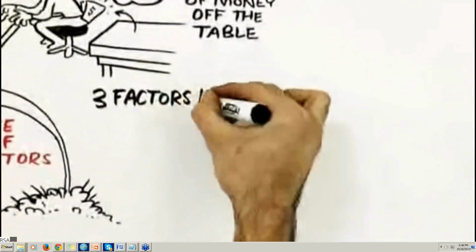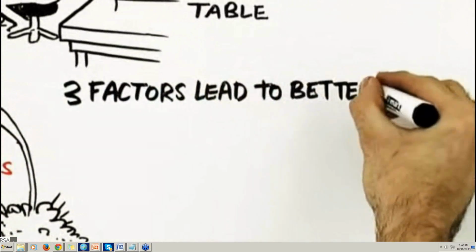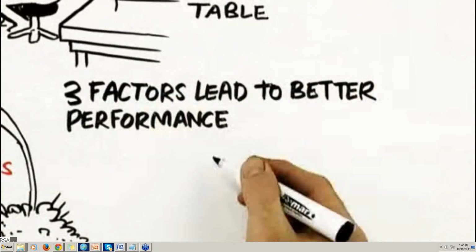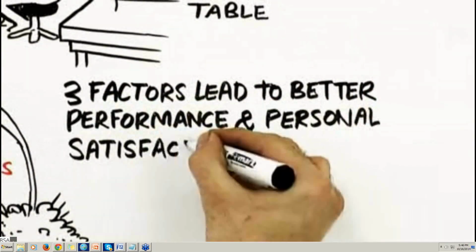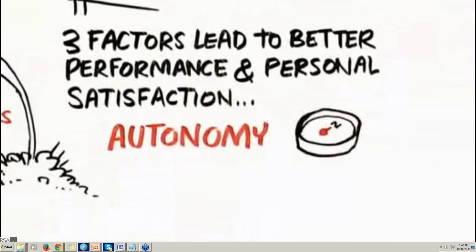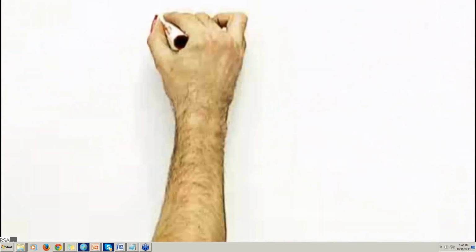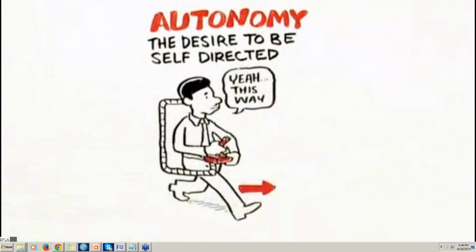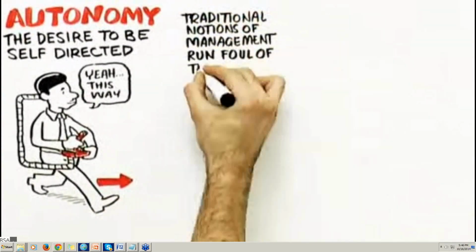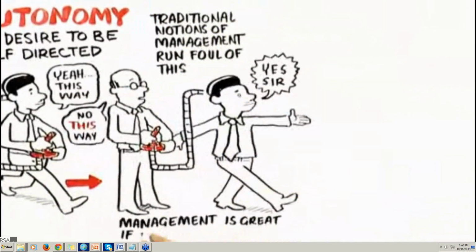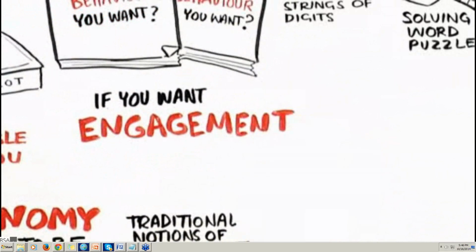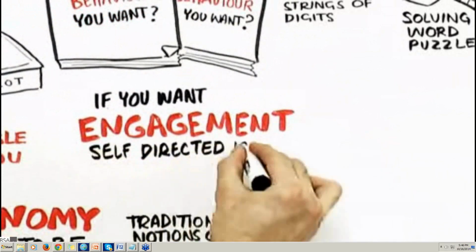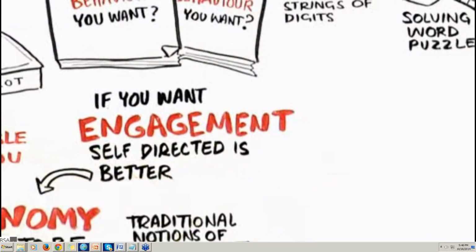Now, once you do that, it turns out there are 3 factors that the science shows lead to better performance, not to mention personal satisfaction. Autonomy, mastery, and purpose. Autonomy is our desire to be self-directed, to direct our own lives. Now, in many ways, traditional notions of management run afoul of that. Management is great if you want compliance, but if you want engagement, which is what we want in the workforce today as people are doing more complicated, sophisticated things, self-direction is better.